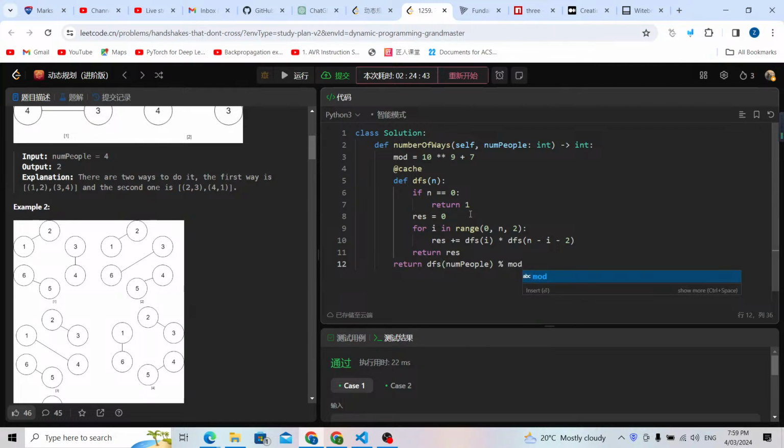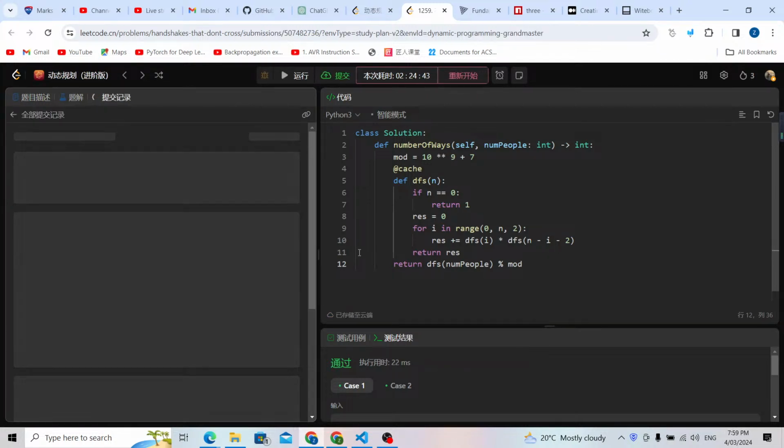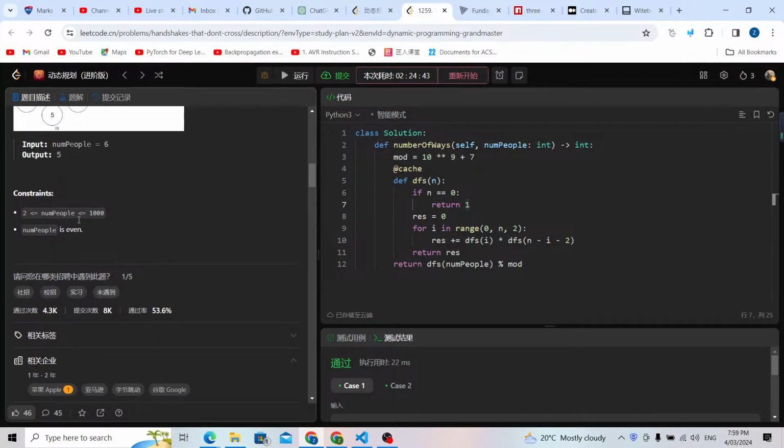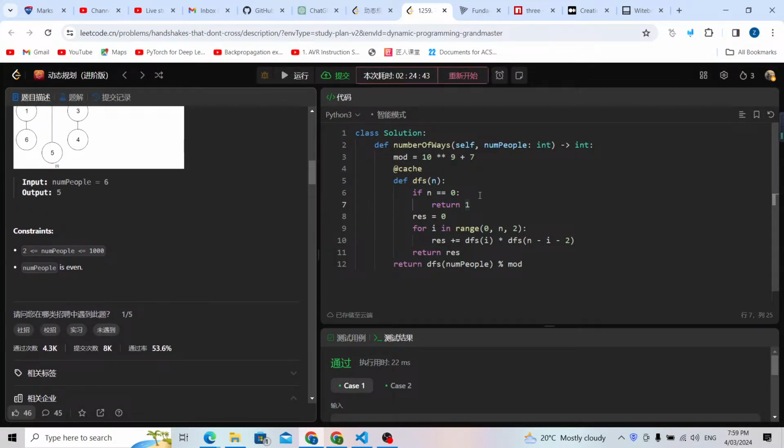Now let me submit it to check if it works. As you can see, it works. By the way, let's check the time complexity. The time complexity is just O(n) because we used memoization.